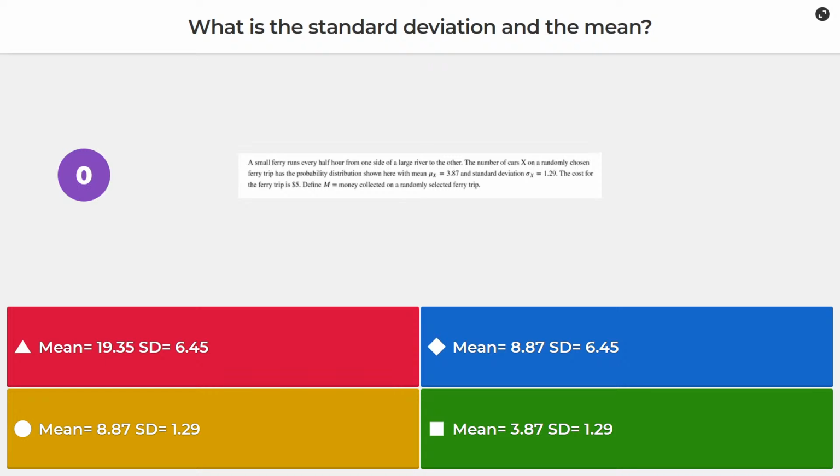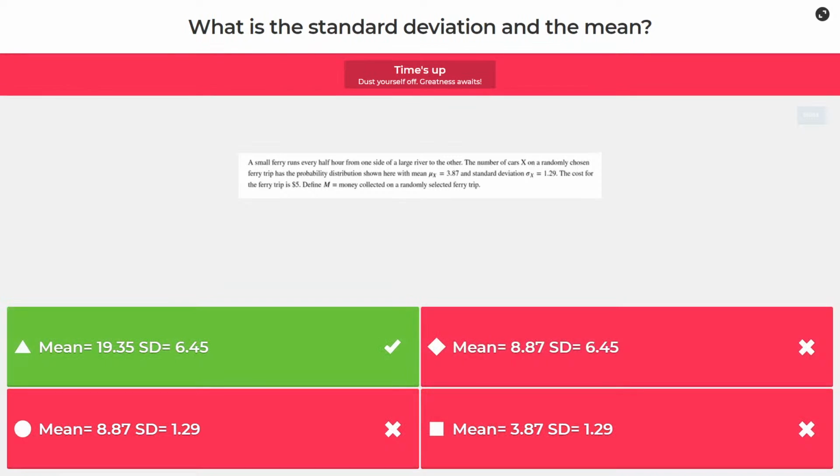So we have a small ferry that runs every half hour from one side of a river to the other. The number of cars, X, on a randomly chosen ferry trip has the probability distribution shown here with mean 3.87 and a standard deviation of 1.29. The cost for the ferry trip is $5. Define the money collected on a randomly selected ferry trip.